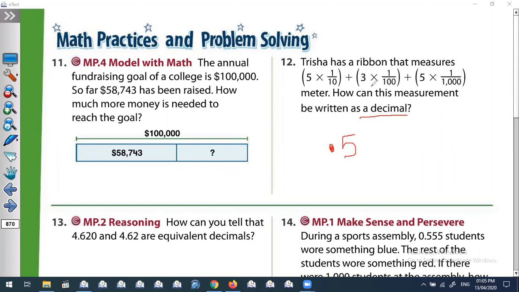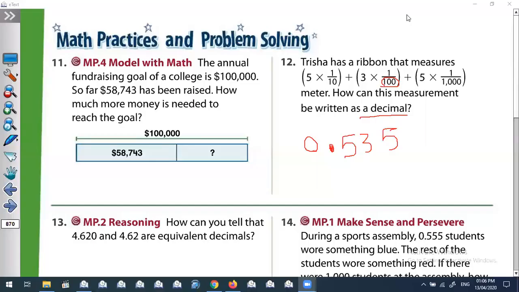3 in hundredths, because we have 100 down. Write 3 in hundredths. 5 in thousandths. So write 5 in thousandths. Do you have any ones? No. So you have to put 0 here to make the number like that. So 5 in tenths, 3 in hundredths, 5 also in thousandths.